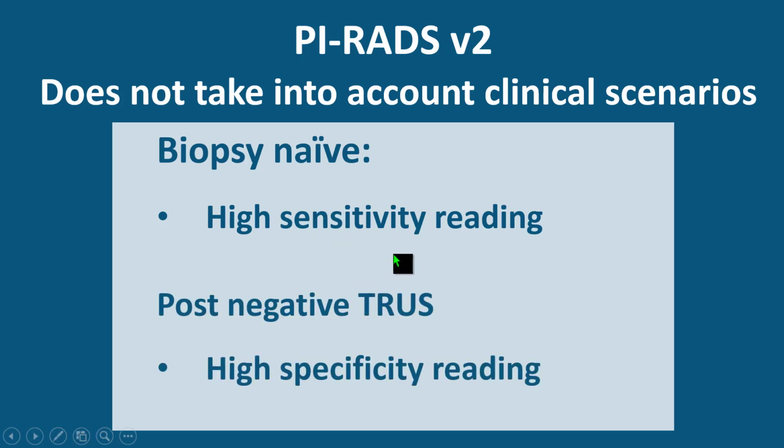So if you are in doubt with a biopsy-naive patient, you should say no. If you have, however, a patient who has a high clinical suspicion and a negative biopsy, you should use high sensitivity reading. That means that if you're in doubt, you should say yes, because the likelihood that there is a cancer is there and the urologist wants to find it.